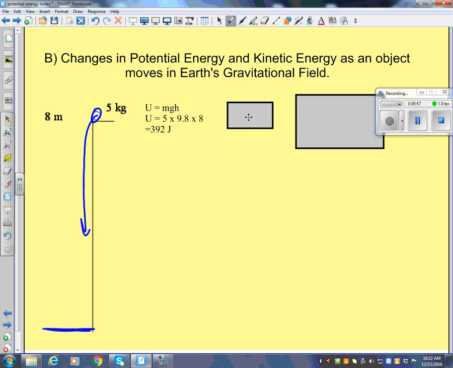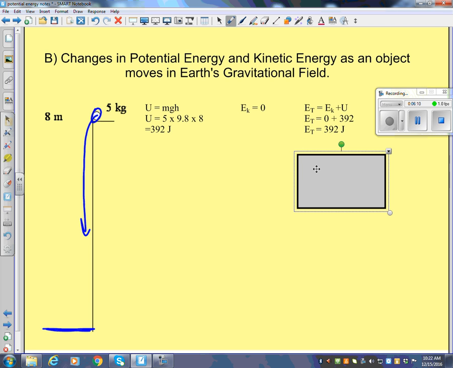Okay, how much kinetic energy does it have right now? Would you agree, zero? How come? Not moving. What have I got over here? The total energy then, ET.